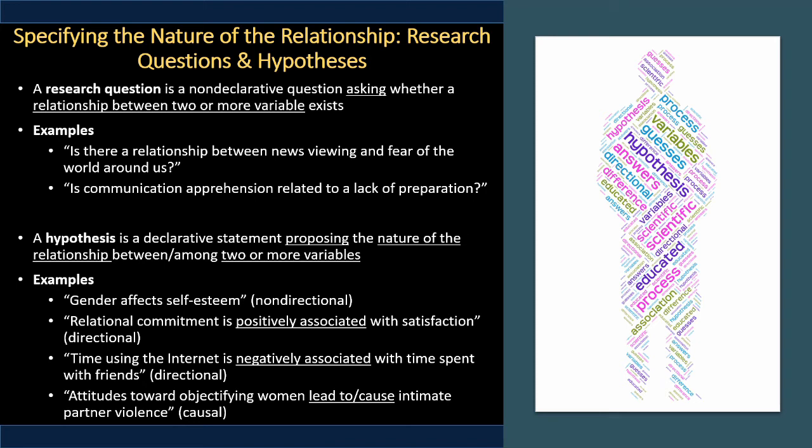There are different types of hypotheses you'll become familiar with through practice. One example of a hypothesis is gender affects self-esteem. This is known as a non-directional hypothesis because you're arguing that there are differences between males and females in their self-esteem, but you're not specifying which gender has higher self-esteem and which has lower. This is also known as a hypothesis of difference because you're comparing groups of people as a variable of gender.